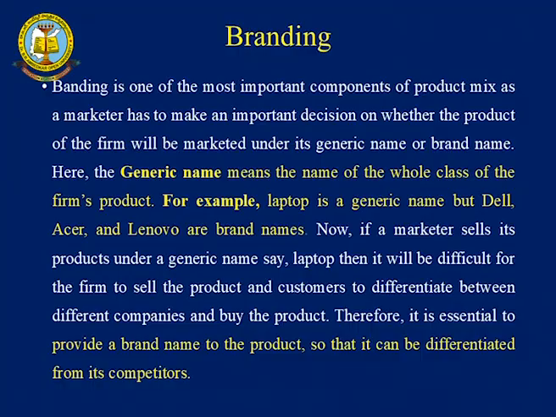And also, dear students, branding is one of the most important components of the product mix, and marketers have to make an important decision on whether the product of the firm will be marketed under a generic name or under a brand name. For example, you are buying a laptop. Laptop is a generic name. Toothpaste is a generic name. Chocolate, a generic name. Mobile, smartphones, generic names. If you have only generic names, you can't differentiate one product from another. So instead, you have a brand name.